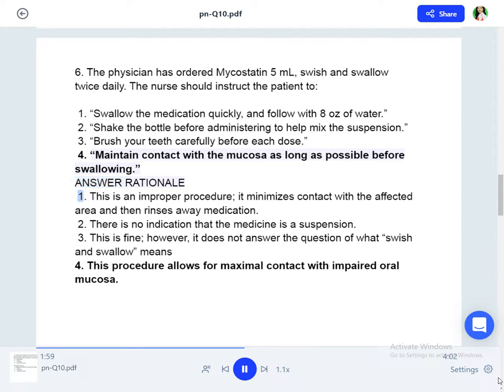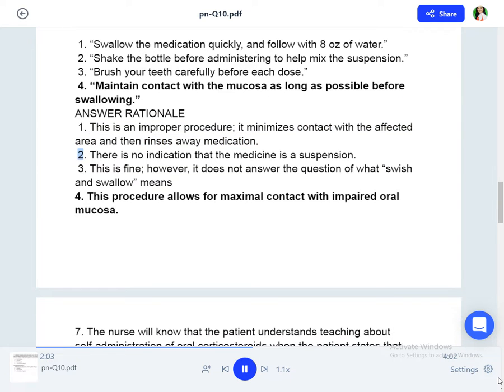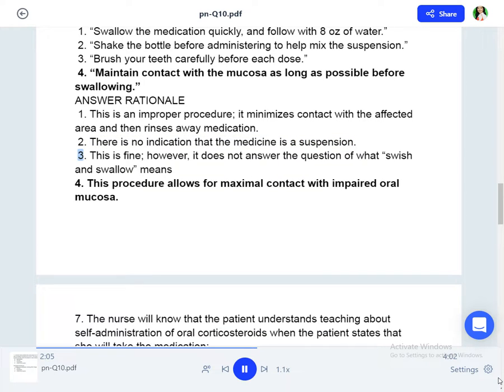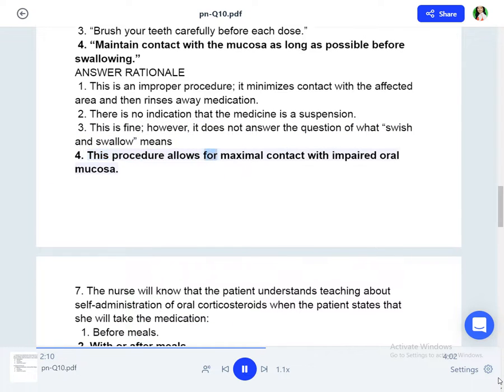Answer. Rationale. 1. This is an improper procedure. It minimizes contact with the affected area and then rinses away medication. 2. There is no indication that the medicine is a suspension. 3. This is fine. However, it does not answer the question of what swish and swallow means. 4. This procedure allows for maximal contact with impaired oral mucosa.